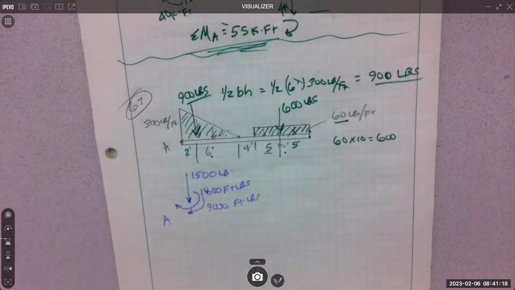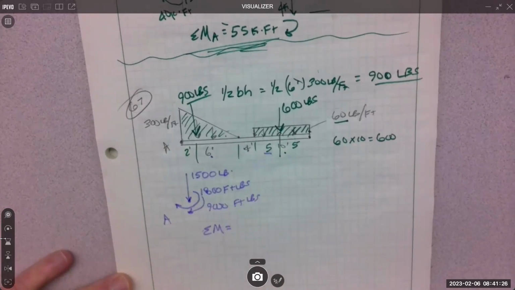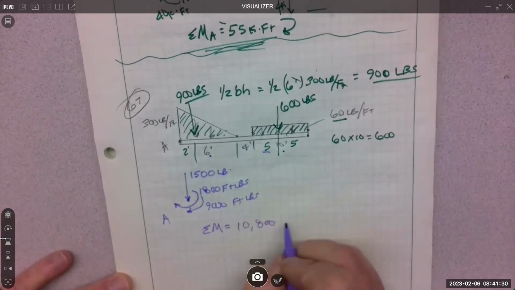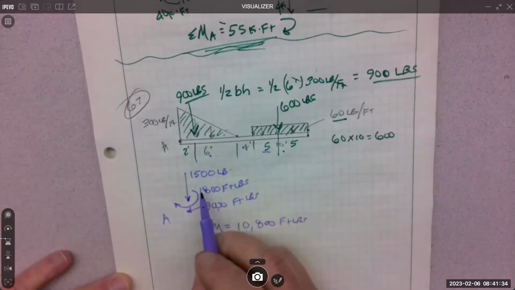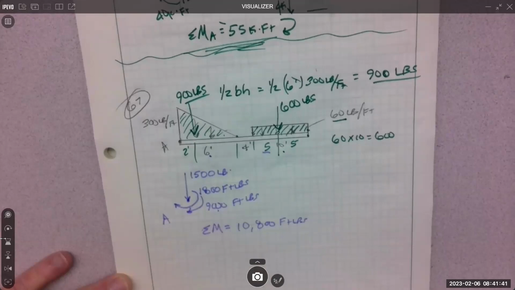So we just add those together. So now I know the sum of the moments is equal to what? 10,800. 9,000 plus 1,800. Yeah.